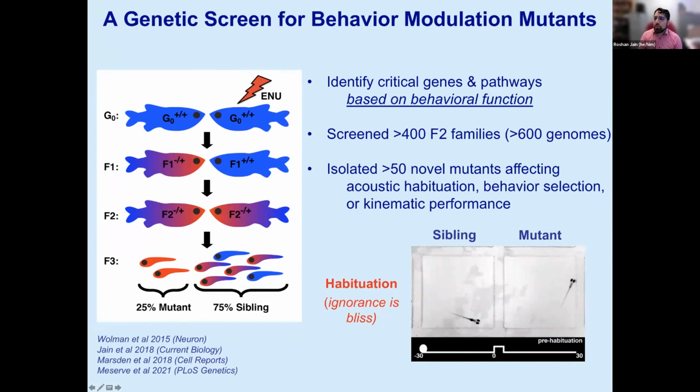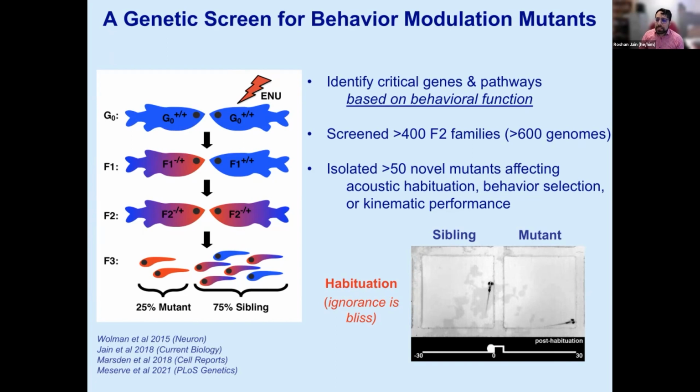So I'm going to be focusing on one of these mutants for the rest of this talk, which we originally identified as ignorance is bliss and shows a habituation phenotype. So we've got both of these, a sibling on the left and a mutant on the right. Morphologically, they look pretty similar. And so if we give them just a single loud stimulus, what we see is that both of these fish respond to that stimulus. Right, both of the fish respond to that stimulus, and their responses look pretty normal. They're responding around the same time.